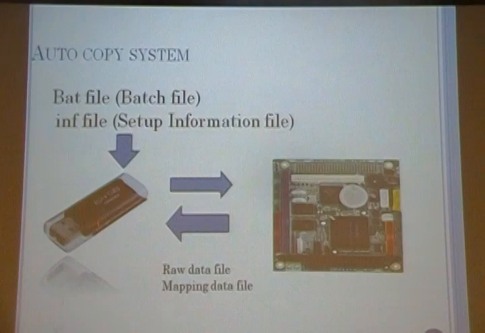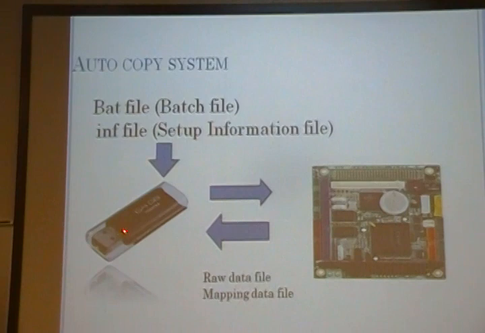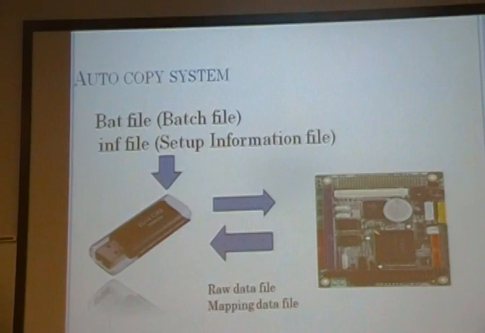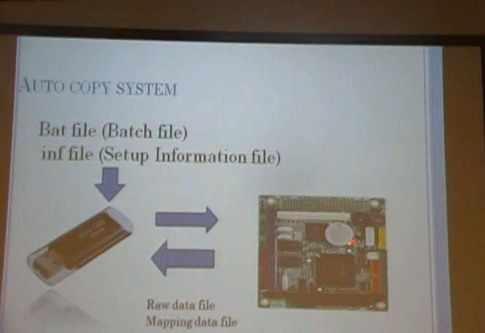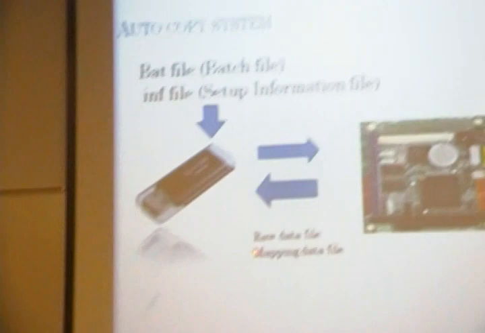Next, I want to talk about the automatic copy system. For this system, we had to set up this USB by writing those two files into this USB. So when the user finishes getting data, all he does is put this USB into the single board computer, and it will automatically copy the file from this single board computer to this USB. You also will run a program and generate the mapping data file. And next, Amy will talk about the rest.